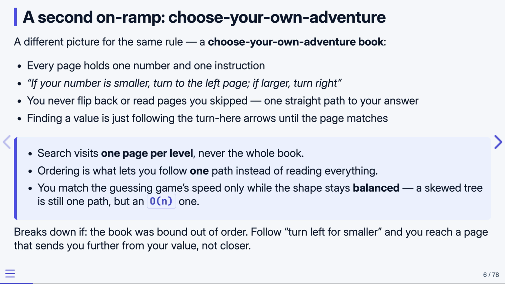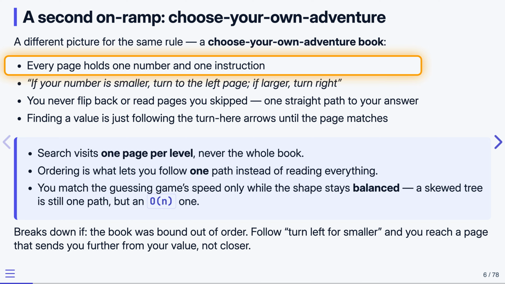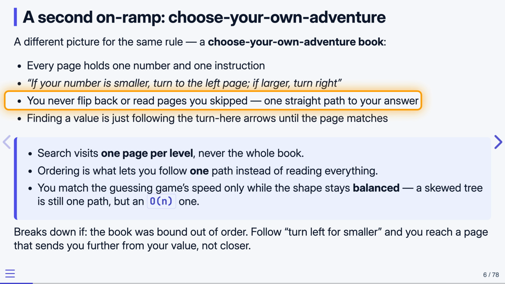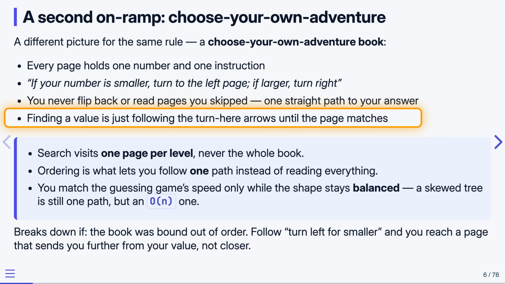Let's look at the same rule from a different angle, a choose-your-own-adventure book. Every page holds one number and one instruction. The instruction says, if your number is smaller, turn to the left page. If it is larger, turn right. You never flip back, and you never read the pages you skipped. You follow one straight path to your answer. Finding a value is just following the turn-here arrows until the page matches your number.